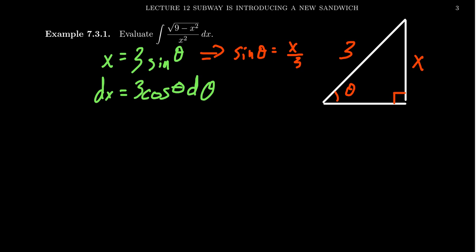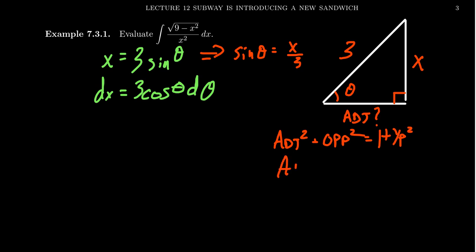Well, how do we find the adjacent side of said triangle right here, right? Well, it would really come down to the Pythagorean equation. We know whatever this side is, the adjacent side, if we square it and add it to the opposite side squared, this will equal the hypotenuse squared. Now, solving for the adjacent side, we see that the adjacent side squared would equal the hypotenuse squared, which is 3 squared, minus the opposite side squared, which is x squared. We see that the adjacent side is none other than the square root of 9 minus x squared.